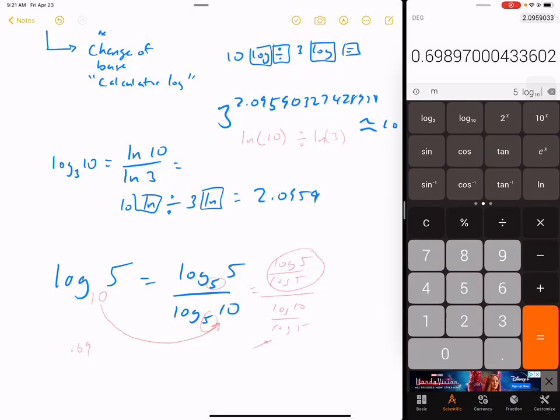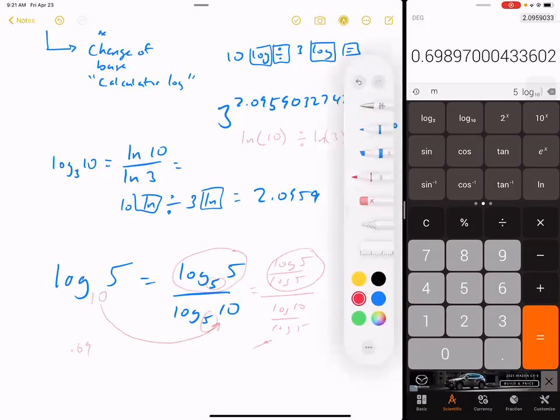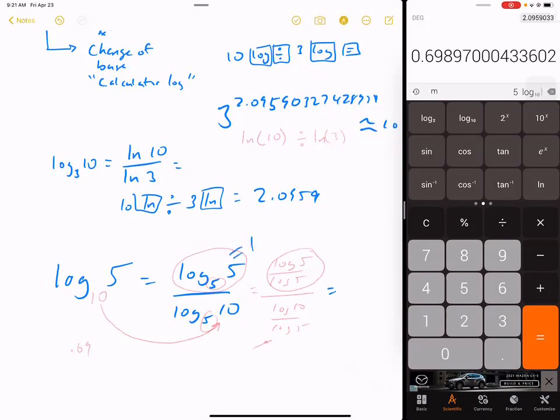Now, let me ask you, going back to logs here, what would my answer be here? Log base 5 of 5. What's the exponent of 5 to get you back to 5? That exponent would have been 1, right? Wouldn't this have been 1 already? Well, this is also equal to 1 here.